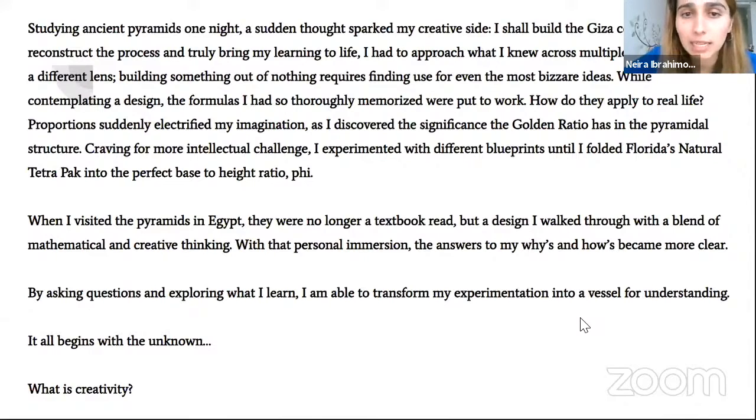Craving for more intellectual challenge, I experimented with different blueprints until I folded Florida's natural Tetra Pak into the perfect base to height ratio. When I visited the pyramids in Egypt, they were no longer a textbook read, but a design I walked through with a blend of mathematical and creative thinking. With that personal immersion, the answers to my whys and hows became more clear. By asking questions and exploring what I learn, I'm able to transform my experimentation into a vessel for understanding. It all begins with the unknown. What is creativity?